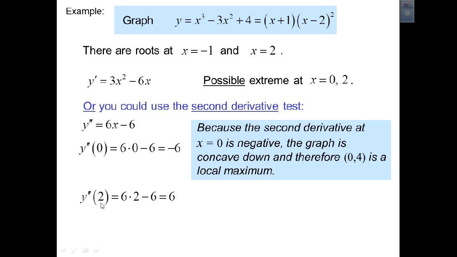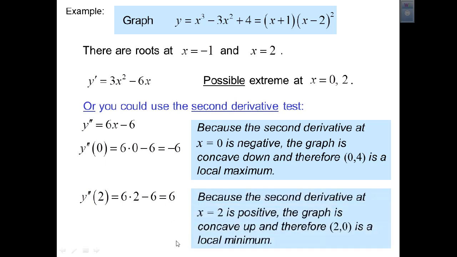All right, and y double prime of 2, 6 times 2 gives you 12. 12 minus 6 gives you a positive 6. That means that it would be concave up, and that would be a local minimum. So your justification with the second derivative test would be because the second derivative at x equals 2 is positive, the graph is concave up, and therefore 2, 0, the critical point, is a local minimum. So that would be another way using the second derivative test that you could actually prove local maximums and local minimums.